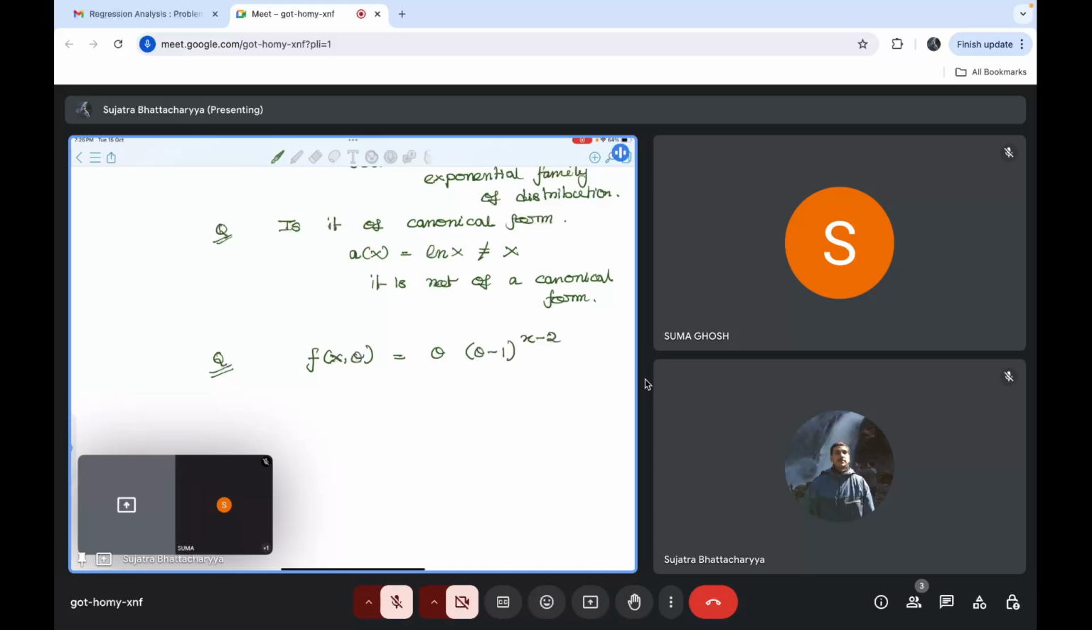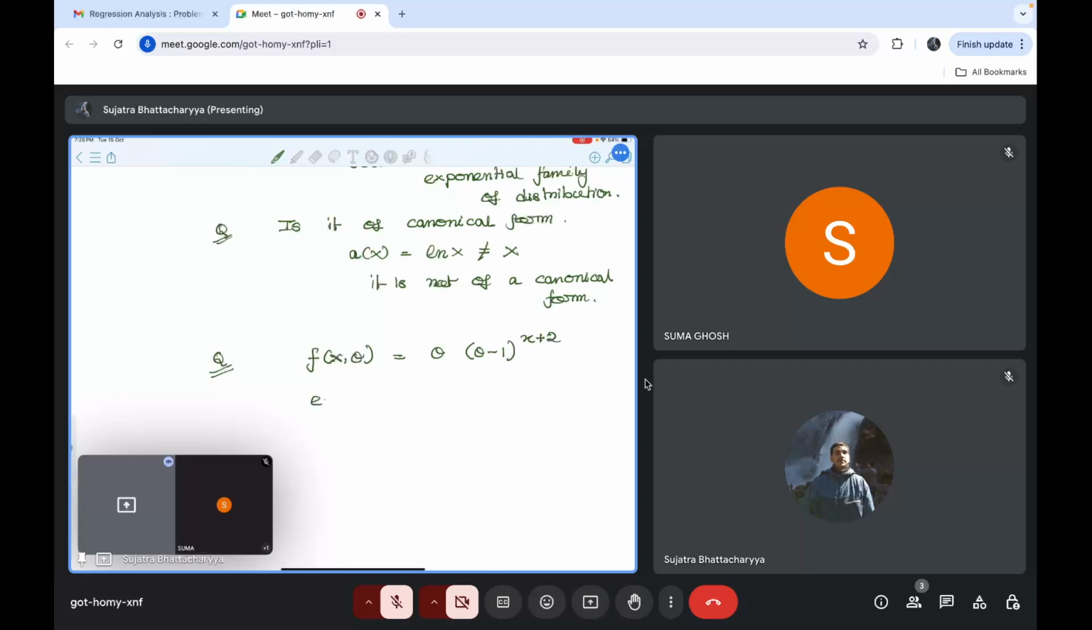This is another question. This is another function where theta is the parameter of interest and x is the random variable. The question is the same: does this function belong to the exponential family of distributions, number one, and is it of canonical form or not? These two things need to be checked.